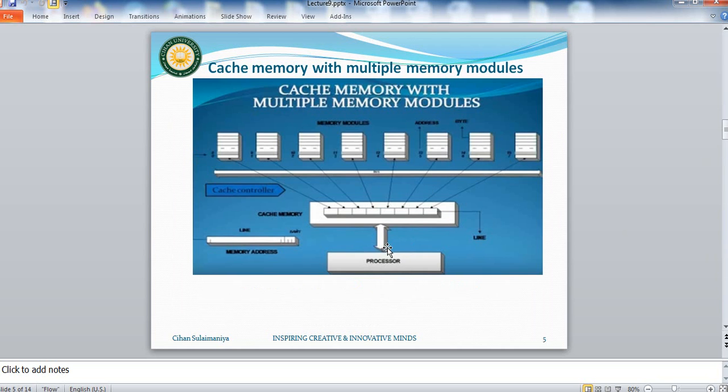So that's the process. See here, this is the processor. It's going to search for information inside the cache memory. If the information is not found inside the cache memory, it's going to search inside the RAM. If the information is not found inside the RAM, it goes to the hard disk, and the latest opened information is going to be saved inside the cache memory. So when you request it again, it's going to open fast.